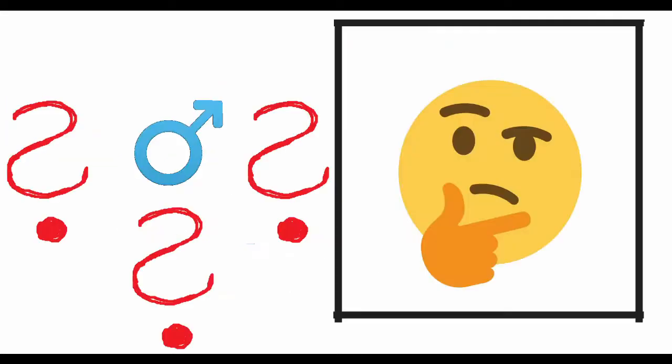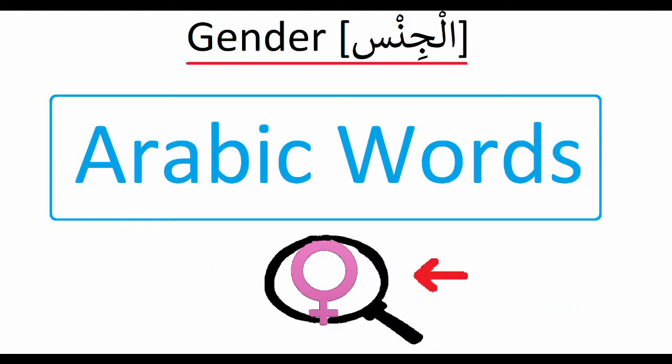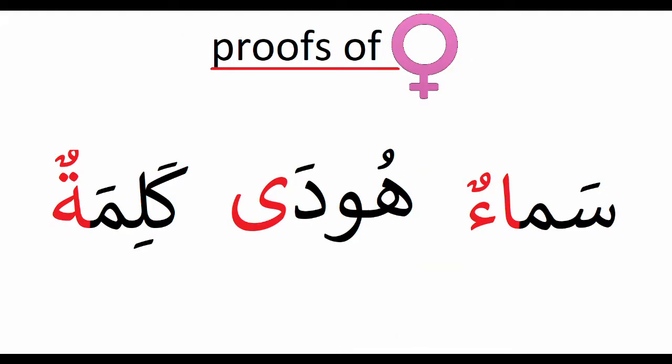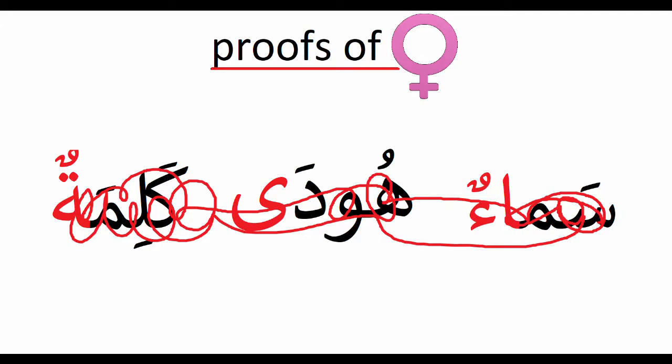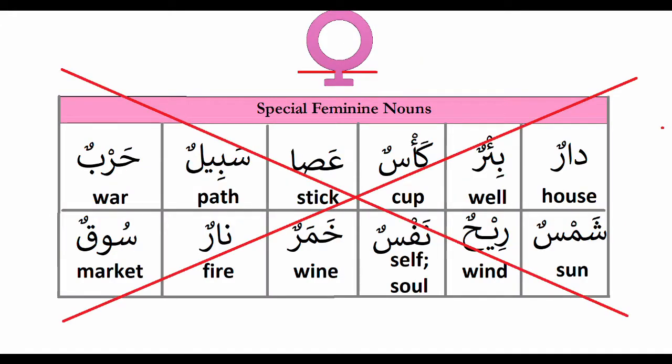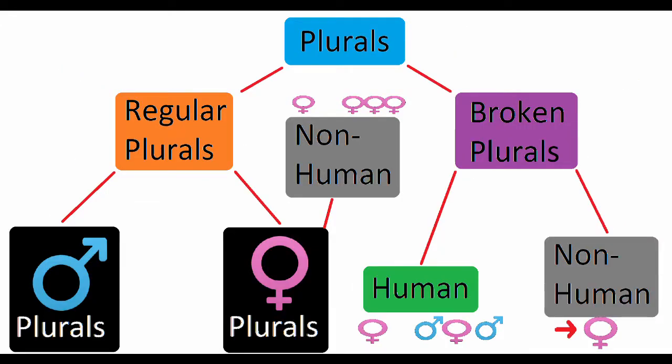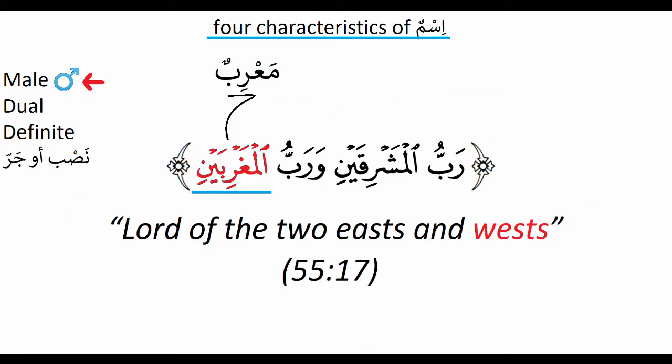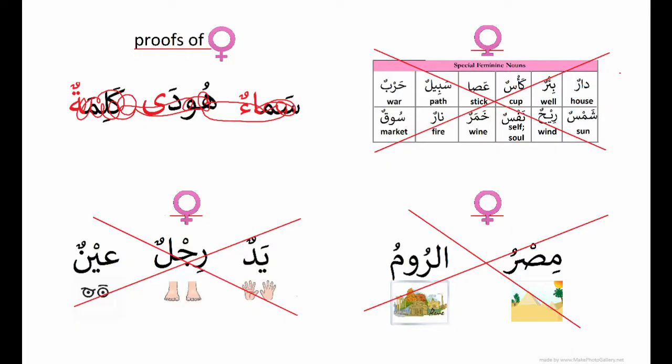What about gender? Is this ism masculine or feminine? Ism are always to be assumed masculine. That means we need proof for its femininity. Does it have one of the feminine signs? No, it is also not a special feminine noun, nor does it look like a broken plural. So that means that it is masculine, because we do not have definite proof that it is feminine.